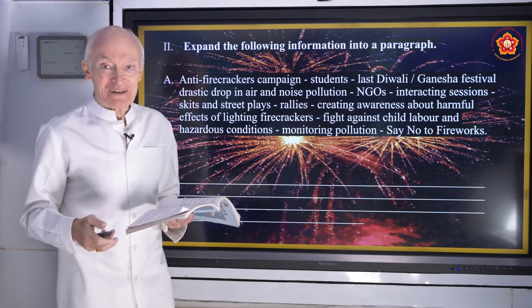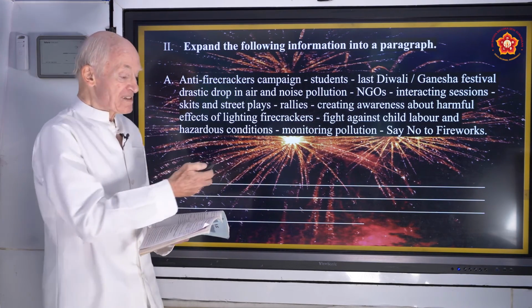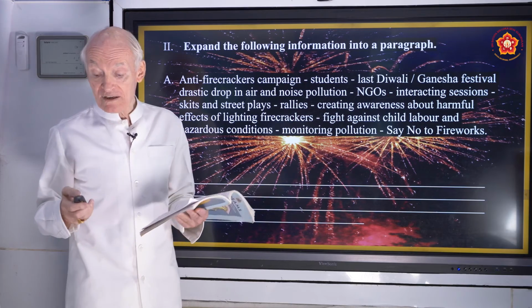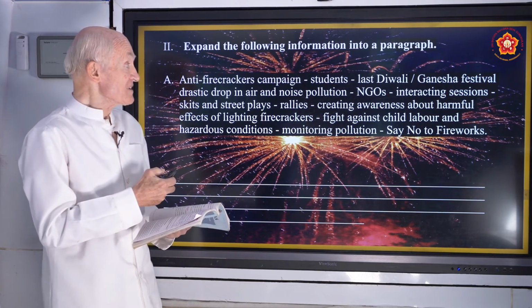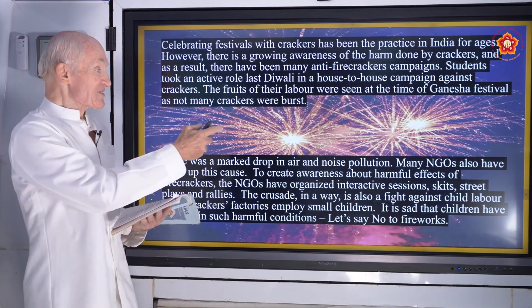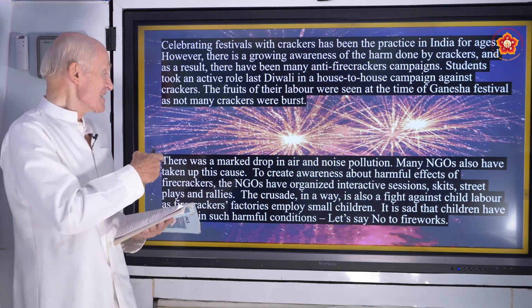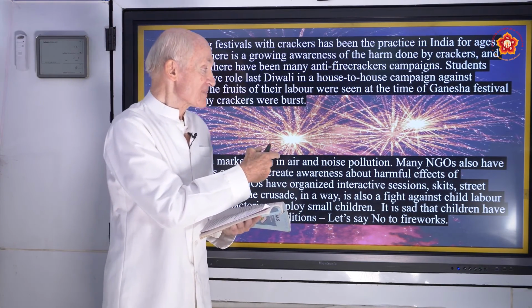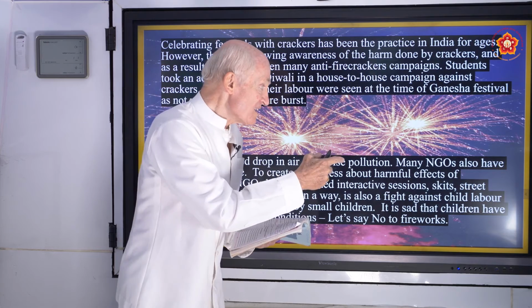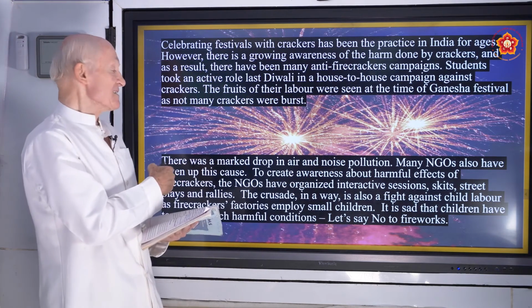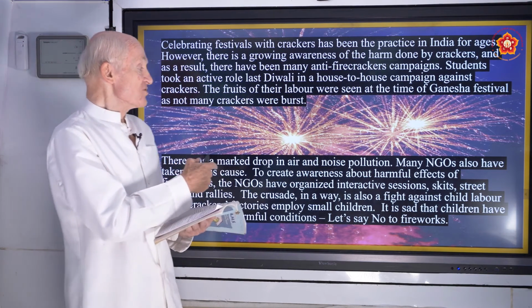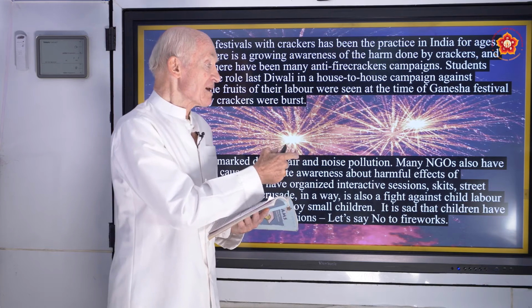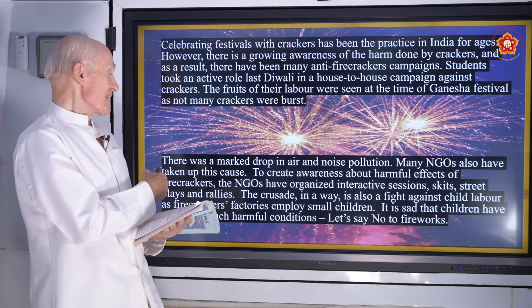So here's the negative side of fireworks, and they give you some space here to write out a coherent paragraph. So I've done it for you. We still show the fireworks because everybody likes fireworks. There was a marked drop in air and noise pollution. Many NGOs also have taken this cause to create awareness about the harmful effects of firecrackers.